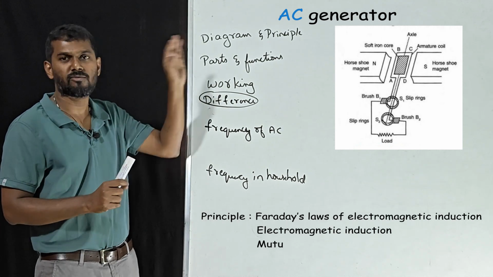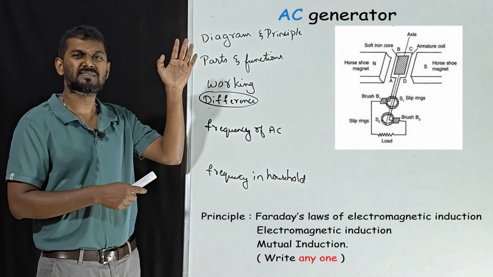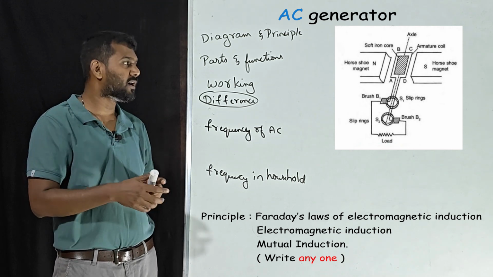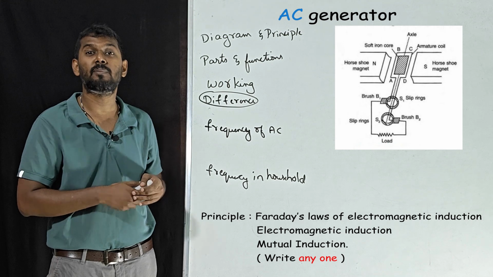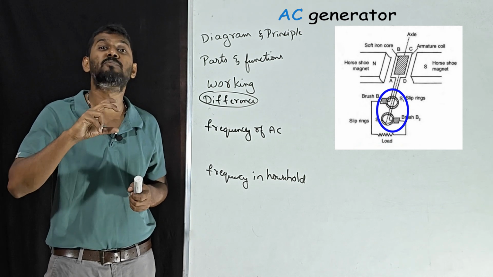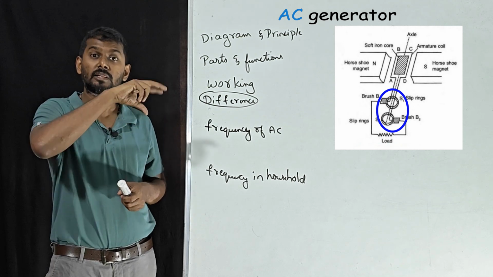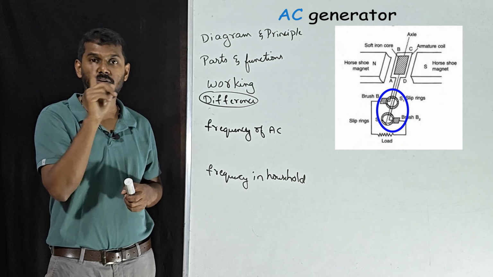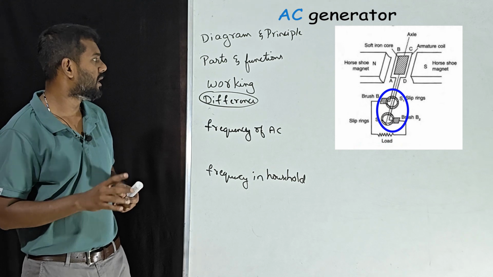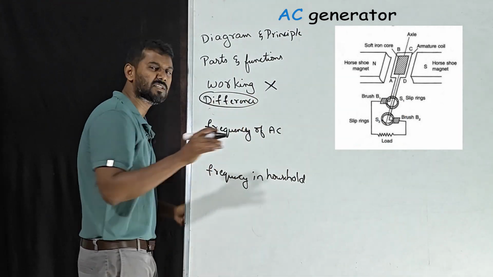Then parts and their functions. When it comes to DC motor and AC generator, the parts remain the same except only one part. Here see the slip ring. In DC motor it was a split ring, the ring was split into two, but here the complete ring is there. Working is not there. And differences we are going to learn.